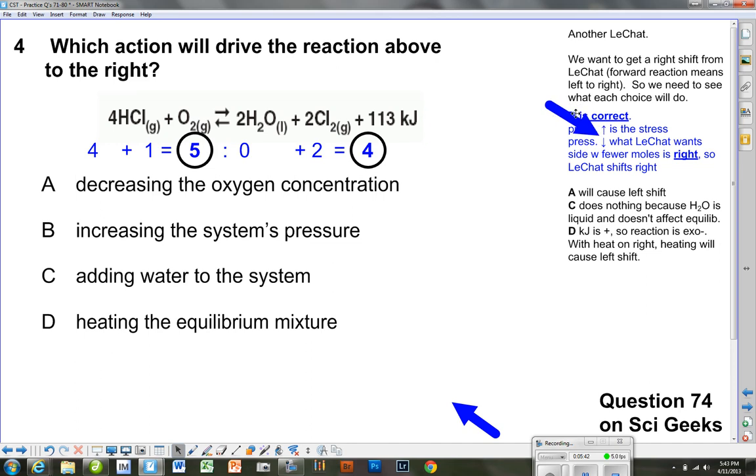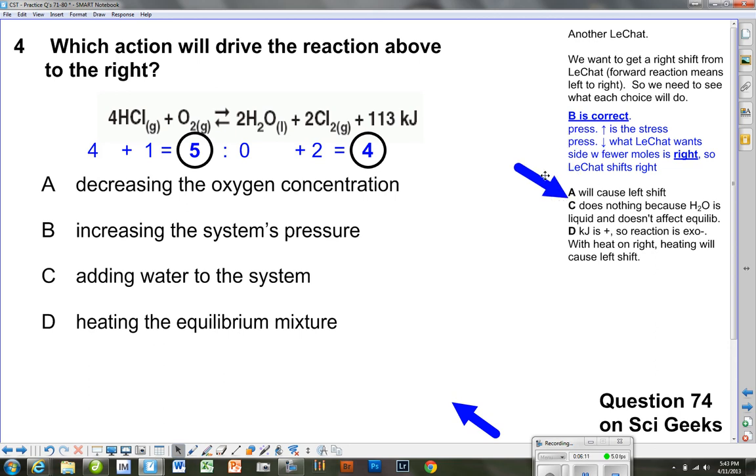Alright, we're increasing the pressure, and Le Chat wants to put it down. The side with fewer moles is the right side. So fewer moles, we're talking about pressure, and so we have to talk more moles, fewer moles. And that is going to be a right shift because we have 5 on the left and 4 on the right. So that's how he's going to shift to get fewer moles.